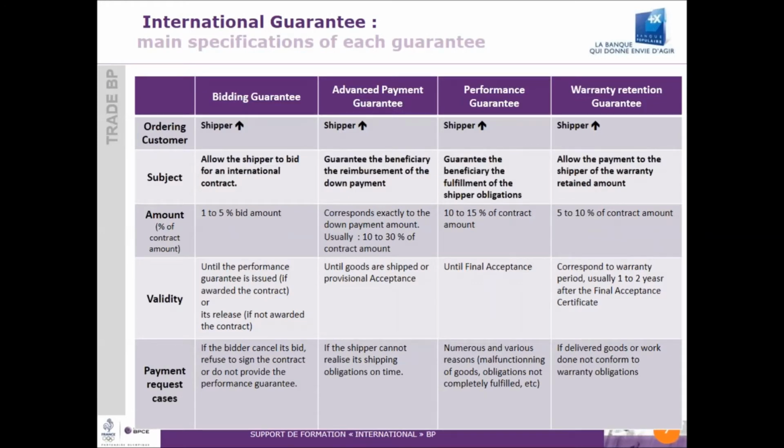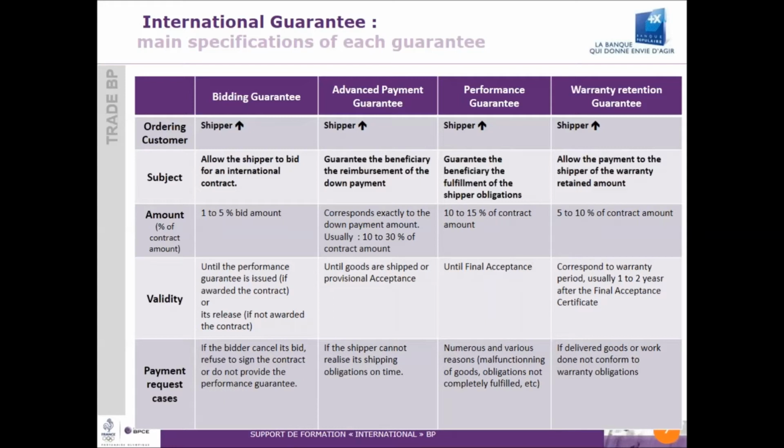On this slide, we've summed up the different aspects of each guarantee. It's a kind of memo. First of all, if we look at the bidding guarantee, you may see that the ordering customer is the one to ship the goods or to deliver the obligations. The aim of the bidding guarantee is for this company to be able to bid for an international contract. The amount of the guarantee usually corresponds to 1 to 5% of the bidding amount.